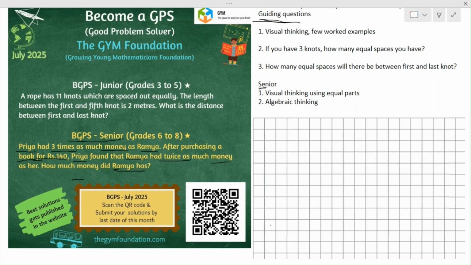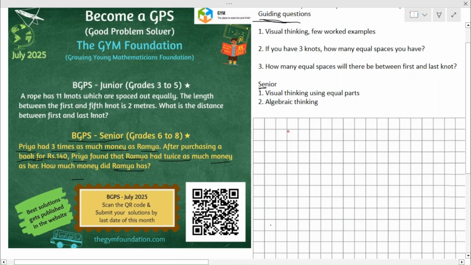So, as you read this question, you can ask yourself some guiding questions to get clarity. For example, whose money is changing or has changed through this problem? It's Priya's money, right? Because Priya has bought a book for 140, therefore it got reduced. And whose money did not change in this problem? It's Ramya's money. So we'll first apply visual thinking to understand how they are all related.